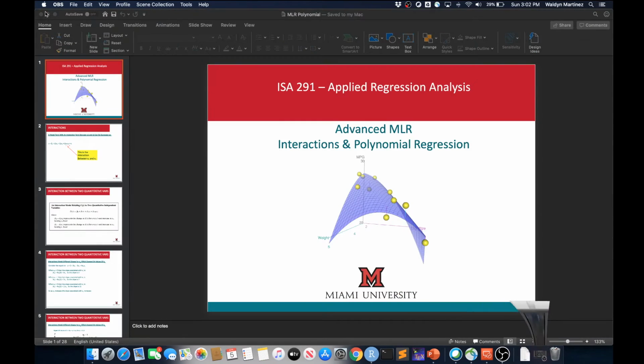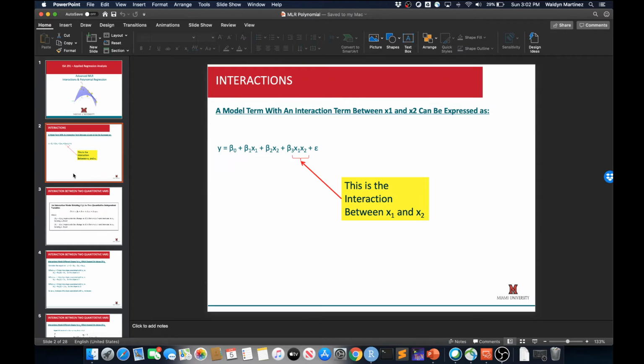Okay, we're going to keep on working with interactions in polynomial regression. Just as a reminder, we defined an interaction to be a term that represents the joint effect, the joint contribution of when two variables are together. So we define this beta 3 as that effect. That effect can have an amplifying effect on what x1 and x2 bring by themselves, or they could dampen that effect.